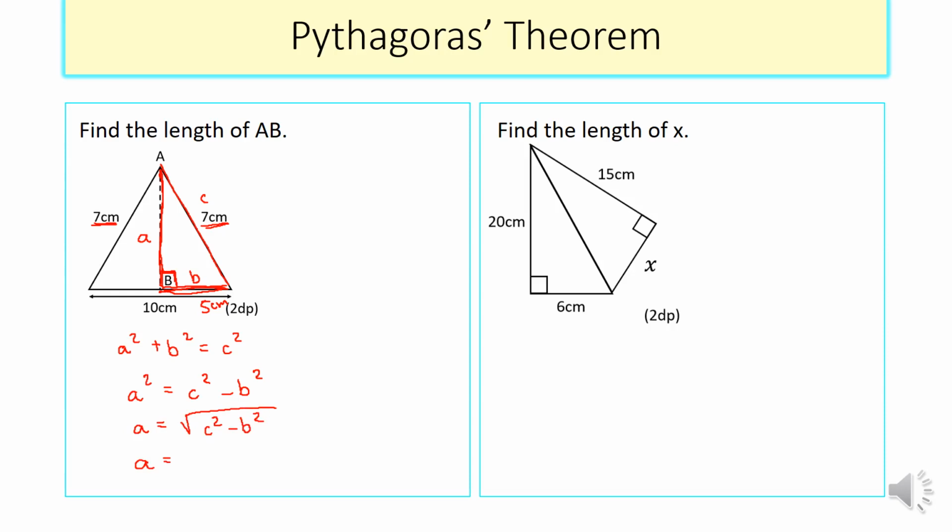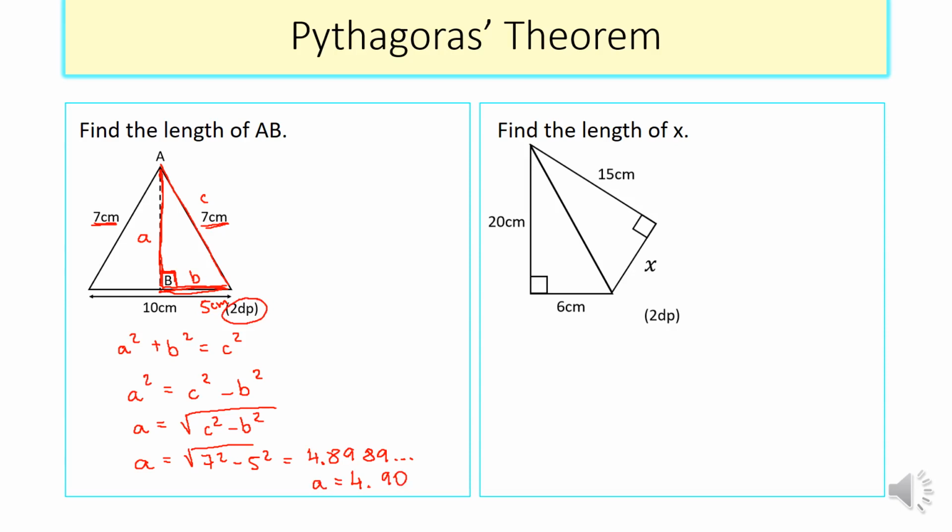If I substitute the values into my equation, that is going to be 7 squared, take away 5 squared, and the value here is 4.8989 and so on. And to 2 decimal places, it's going to be 4.90.